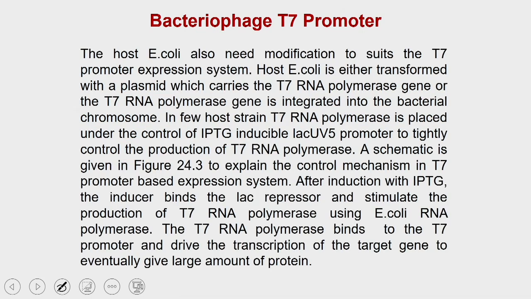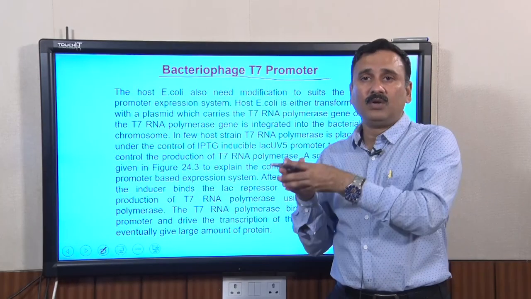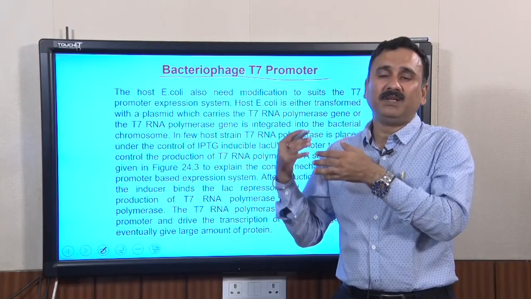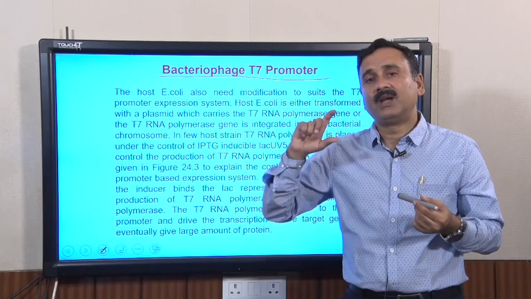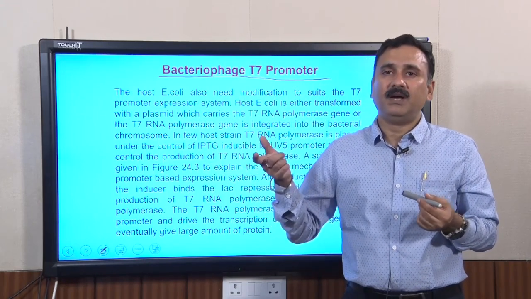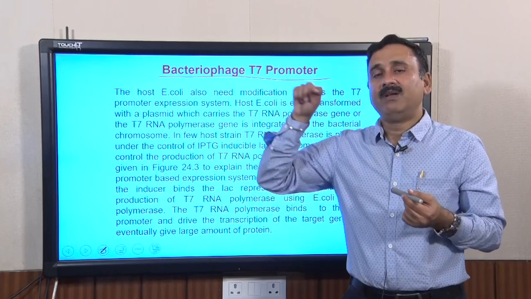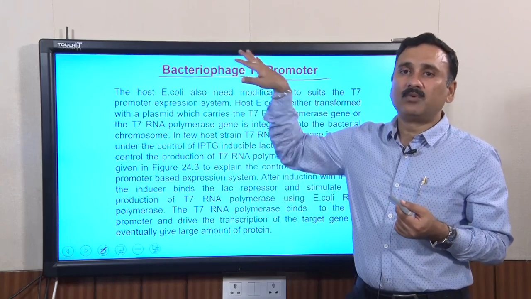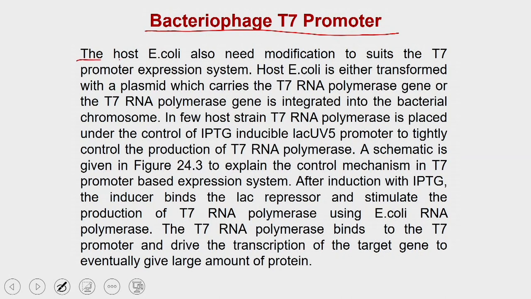Now in some of the cases when you use the bacteriophage T7 promoters, you can also modify the host strain, such as the E. coli strain. You can overexpress some proteins from the chromosome of these E. coli, and that is how you can modify the host to get even tighter control over protein production. So host cells also need to be modified to suit the T7 promoter expression system.